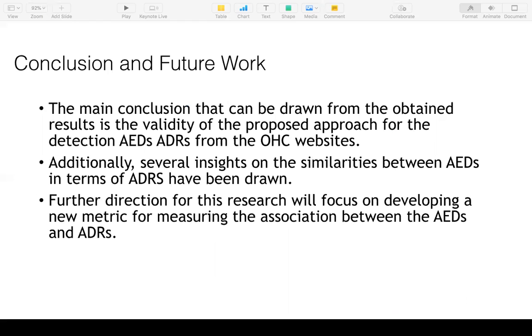Conclusion and future work. This paper presents a data mining approach to detect the adverse drug reactions of a specific set of drugs, especially antiepileptic drugs. The main conclusion that can be drawn from the obtained results is the validity of the proposed approach, which is PRR, for the detection of antiepileptic drug adverse drug reactions from askapatient.com. Several insights on the similarity between antiepileptic drugs in terms of adverse drug reactions have also been drawn. In future, we will focus on developing a new metric for measuring the association between antiepileptic drugs and adverse drug reactions.